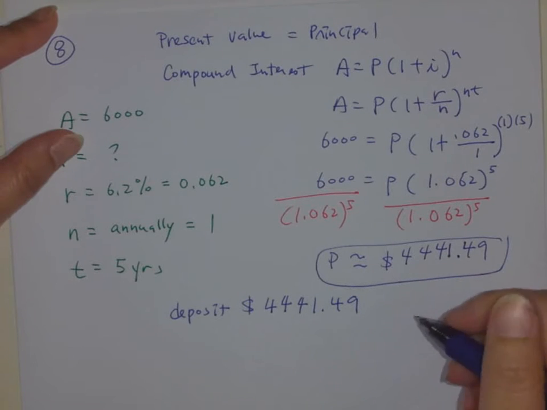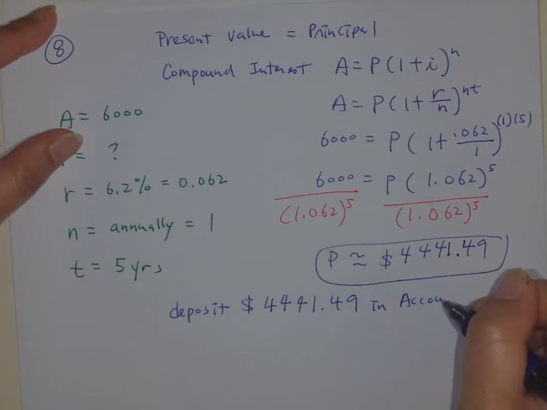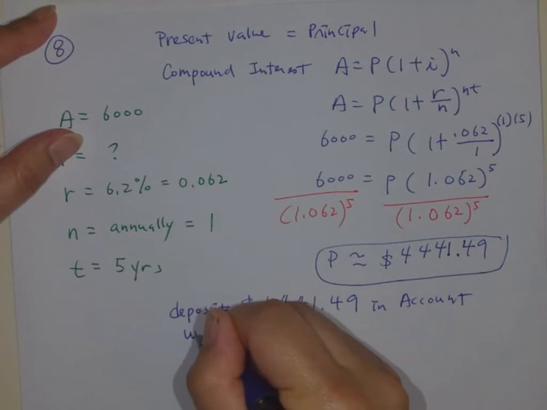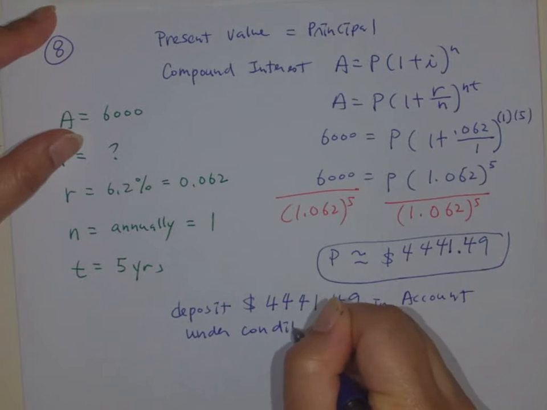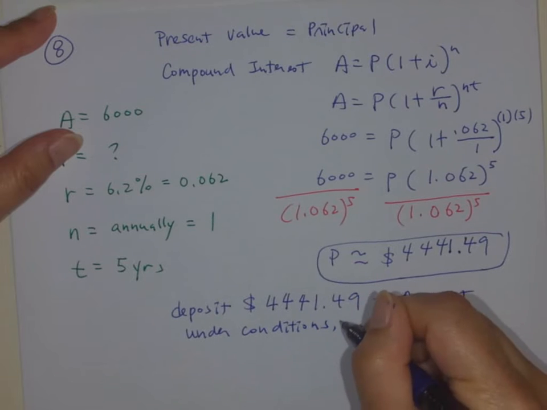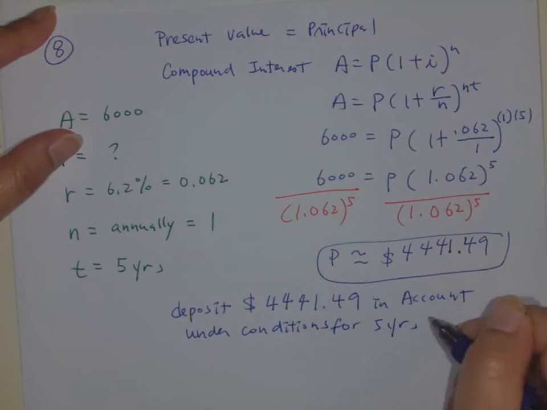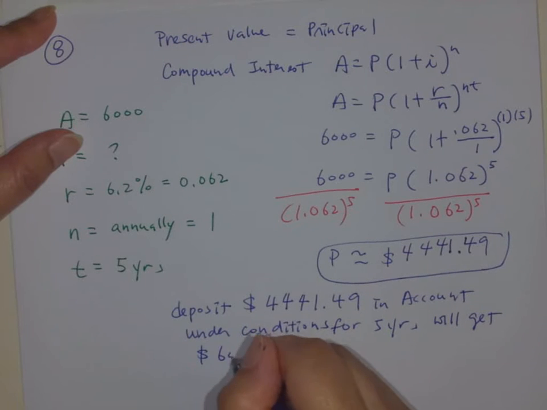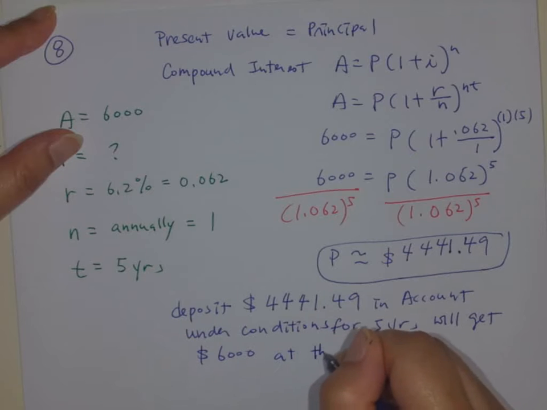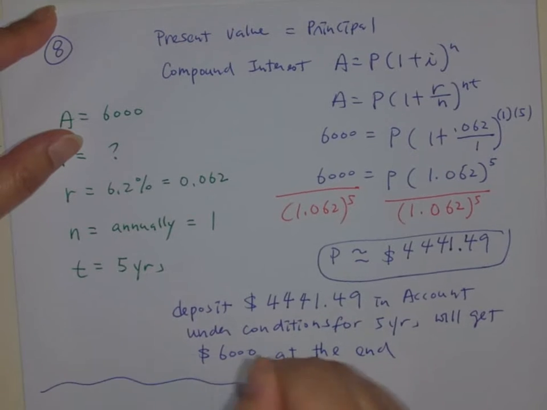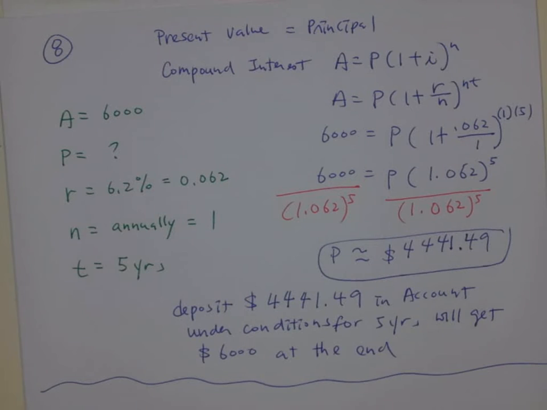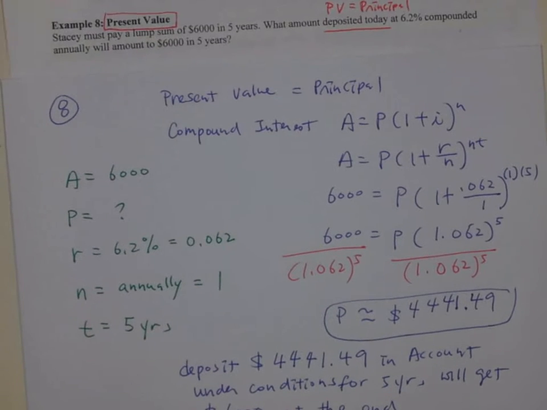$4,441.49 in the account under those conditions for 5 years, and then you will get $6,000 at the end, right? So hopefully that makes sense. So that's number 8. And let's look at number 9 after that. And anytime if you need to pause the video and work on it, don't worry, you can do that.